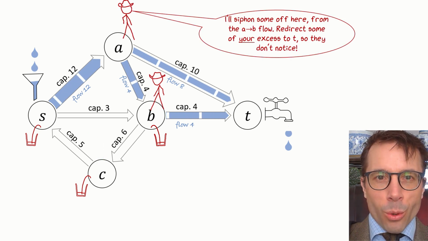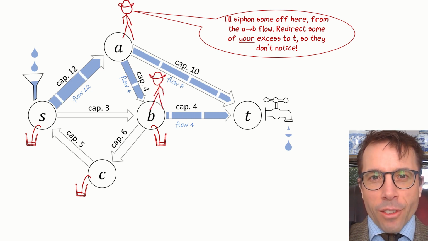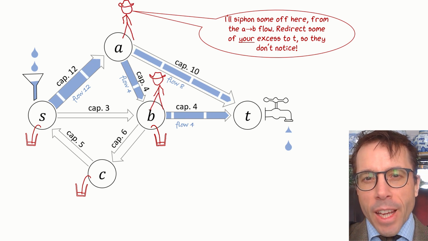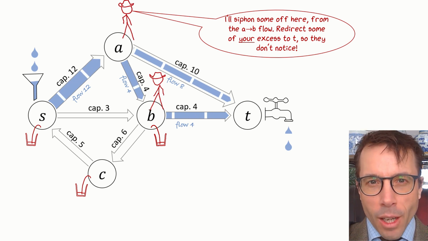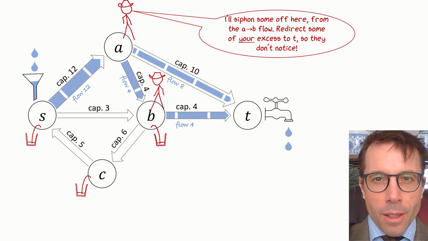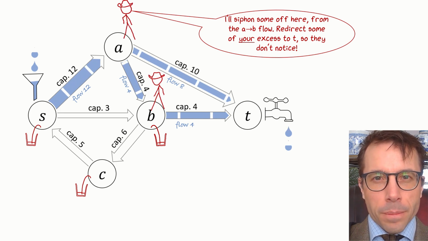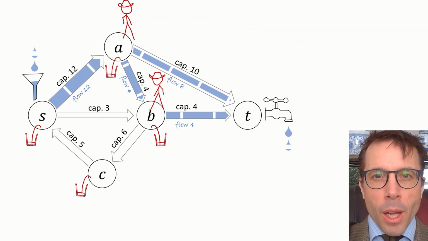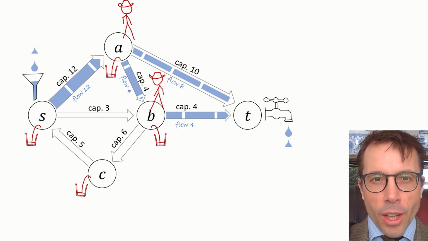This bandit calls out to B, "Hey, here's a cunning plan. You know how to get excess oil at B. How about I take a little bit from the A to B flow and you make up for it by sending some of your excess on to T. That way the oil company will still be getting just as much as before, so they won't sound the alarm and call in the police." Okay, so that's the plan. It means that we've figured out a scheme to be able to siphon off some excess at A.